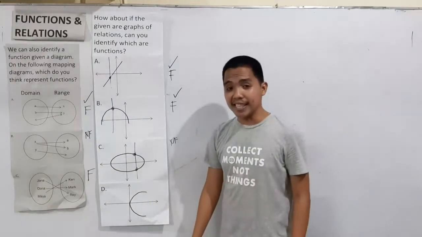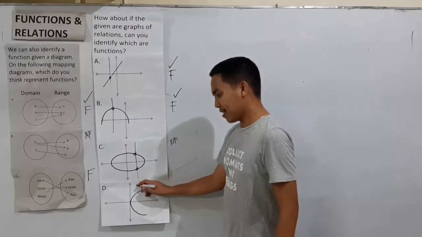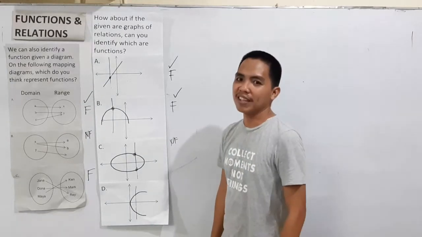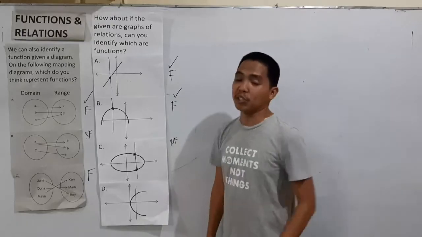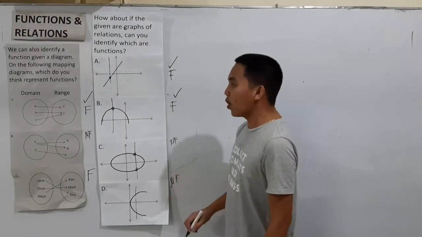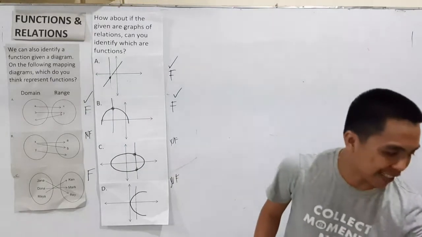How about letter D? Is this graph a function or not? I'm going to draw a vertical line, and it is not a function, because it still touches 2 points on the graph. So only letters A and B are functions. Okay, let's proceed with the last one.